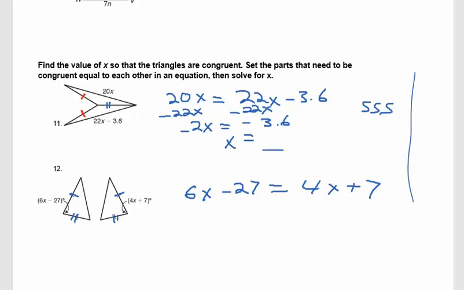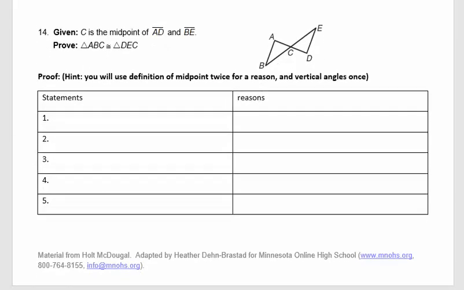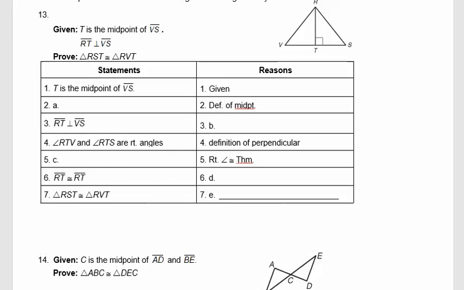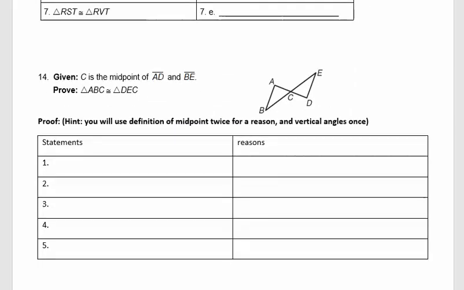All right, well, that should help you out on this. There's 2 proofs at the end. Maybe I should help you with one of these. Number 14 is you're going to do the whole proof on your own, but there's some giant hints here. They tell us that C is the midpoint of this one, AD, and also the midpoint of BE. So it's the midpoint twice. So you'll probably use that given twice.